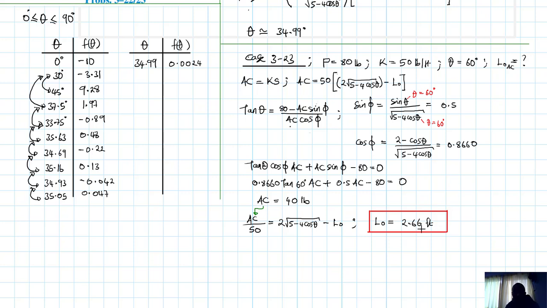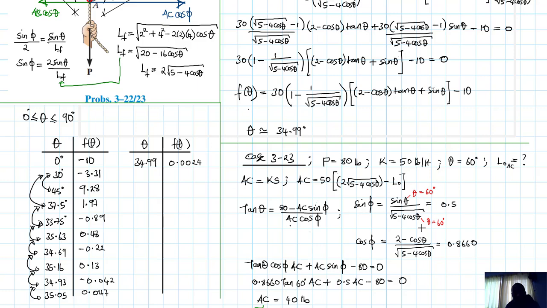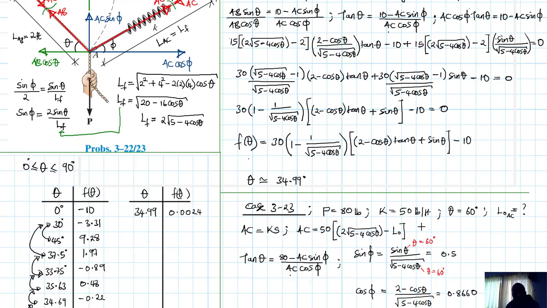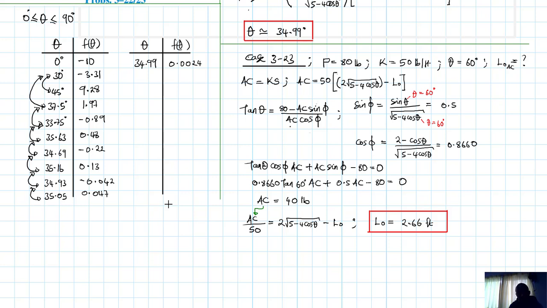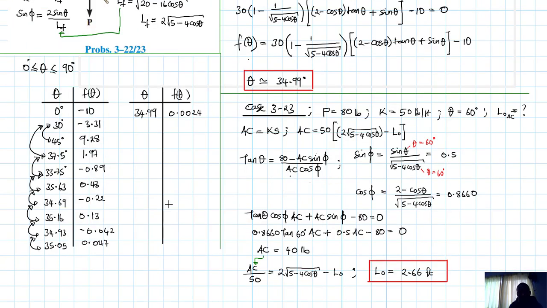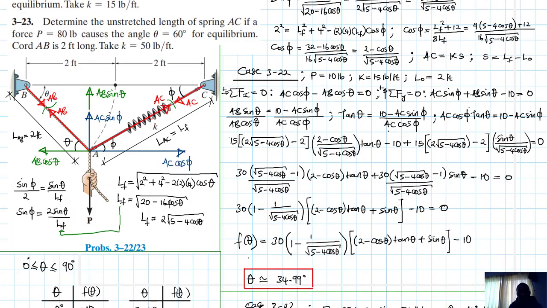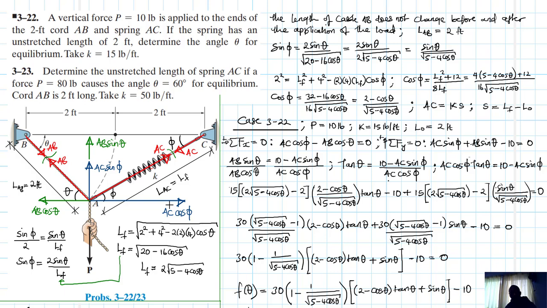This is the unstretched length of the spring, and then we've also found the approximate value of theta for case number 1. All right, so we have these two solutions, L naught 2.66 and theta equal to 34.99. Let me write the solutions maybe somewhere here so that they are visible. So I think it's fine.